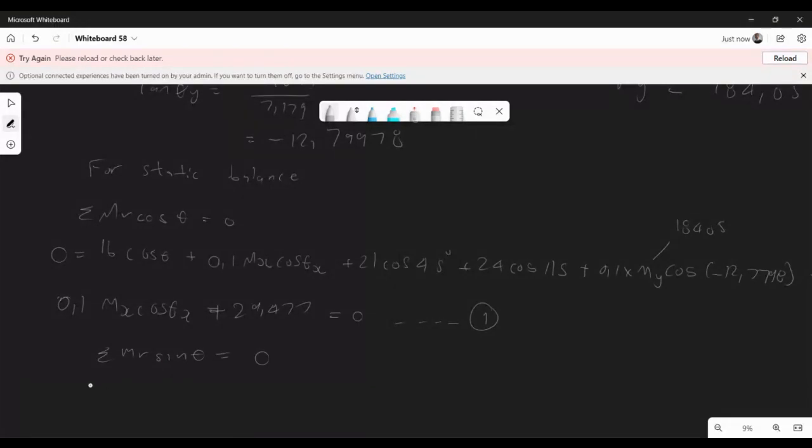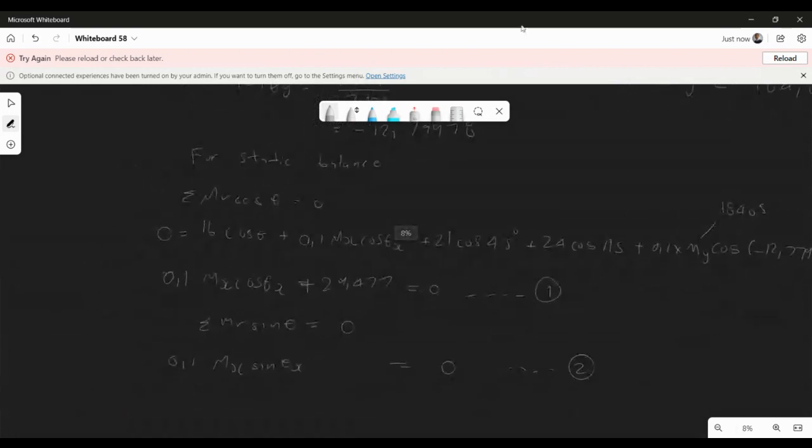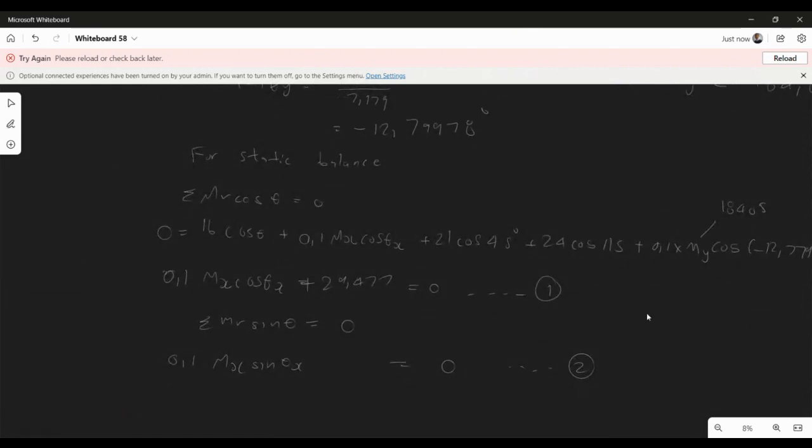Quickly, obviously this will be 0.1 mx sine of x. It's actually crazy stuff here when I'm looking at it. It'll be plus something and be equal to something, and then equation 2. Okay, that's plus 29.477. That's correct. Just do the sine now.